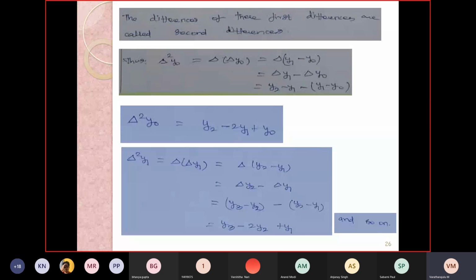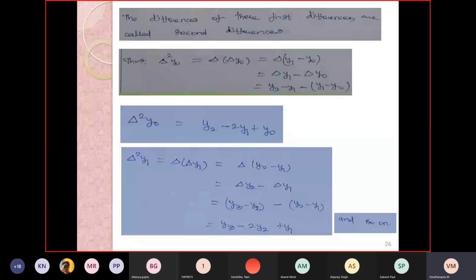The second difference of y0 is equal to delta into delta y0, which is delta into y1 minus y0, as we know delta y0 is equal to y1 minus y0. By applying delta to each term, we get delta y1 minus delta y0. Instead of delta y1 we can write y2 minus y1, minus instead of delta y0 we can write y1 minus y0. Here in both the terms we have minus y1, minus y1. Therefore, we get the second difference of y0 is equal to y2 minus 2y1 plus y0.